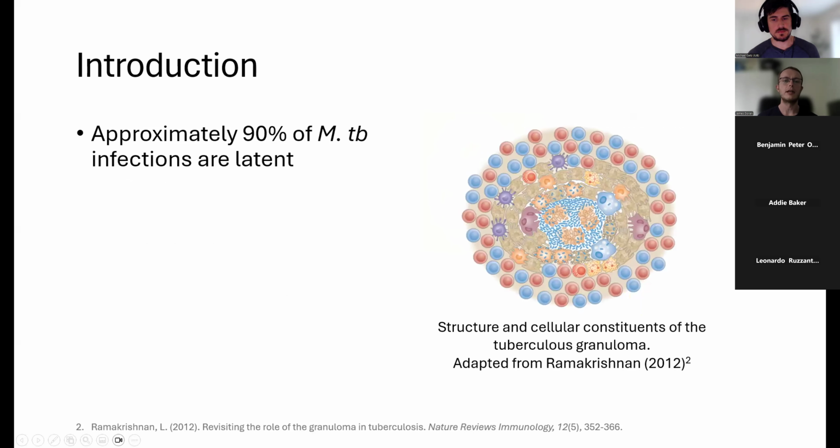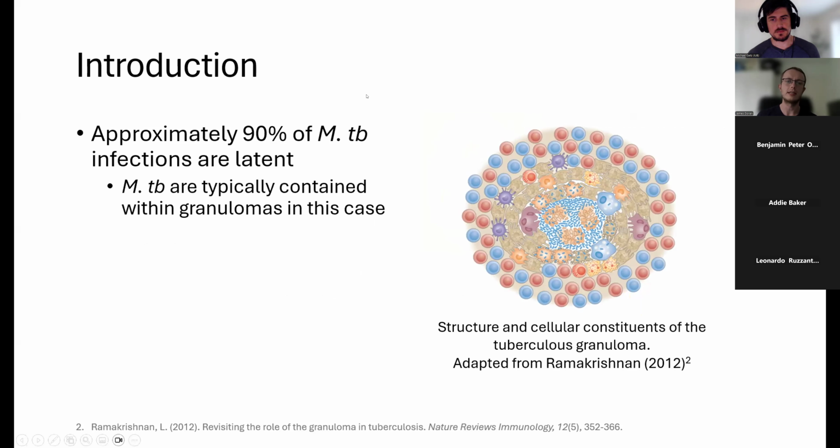So as I said, about 9 in every 10 infections by MTB are latent, and the main reason for this is that in these cases, the MTB will be typically contained within a structure known as a granuloma. The cartoon on the right shows what a granuloma, roughly speaking, looks like. It's essentially an aggregation of immune cells, bacteria, and necrotic, or in other words, dead tissue.